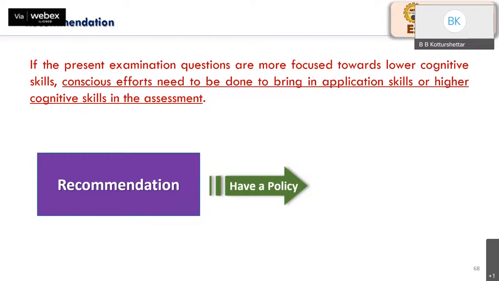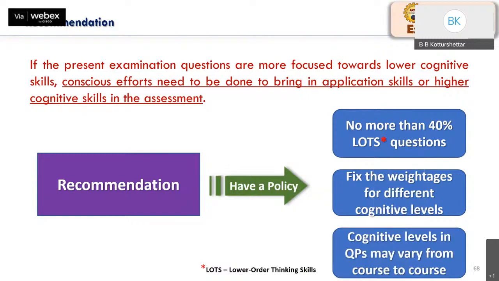So if in our question papers, the questions are more on remembering and understanding type, then we need to come out of that. The exam reforms policy recommends no more than 40% lower order thinking skill questions, and we need to fix the weightages for different cognitive levels in advance, as to how much weightage for apply level, how much weightage for analysis level, fixing the weightage for remembering and understanding to 40%. That we need to do well in advance and make the students aware of that.